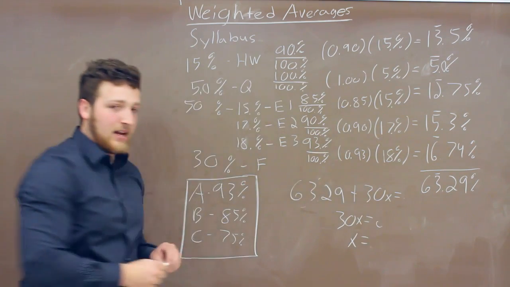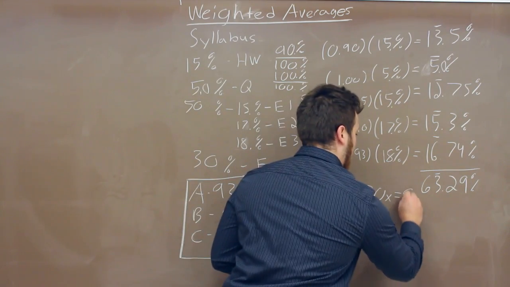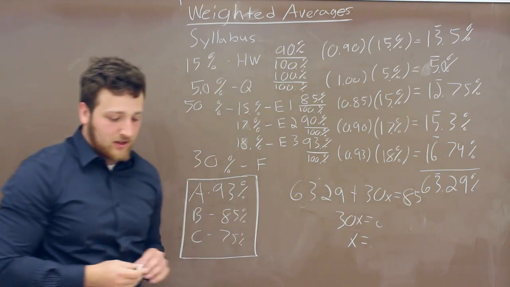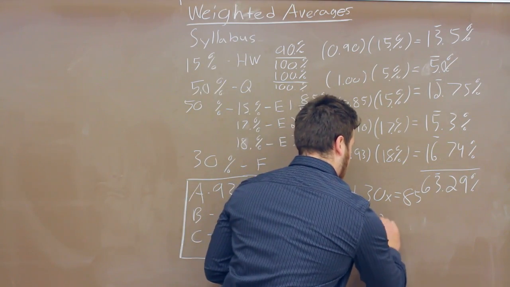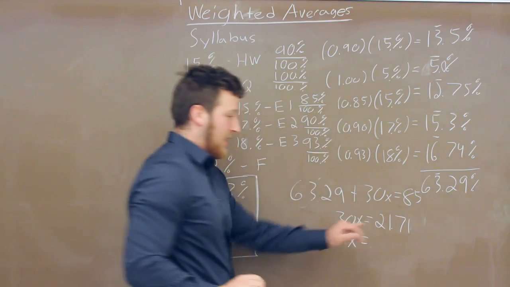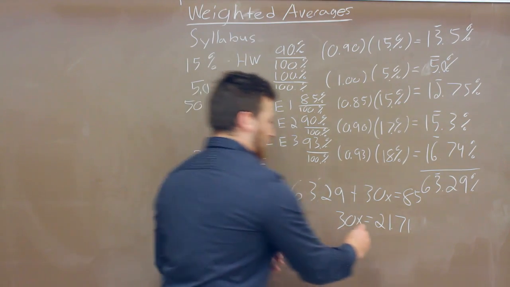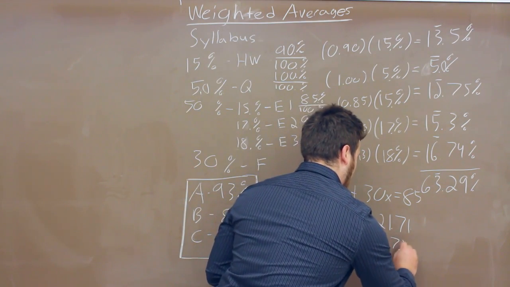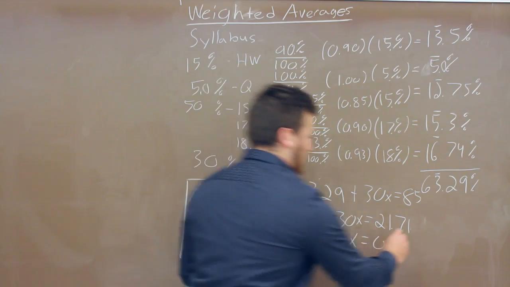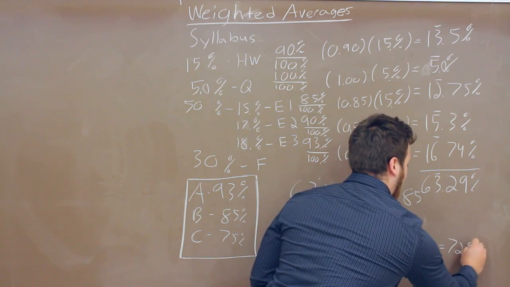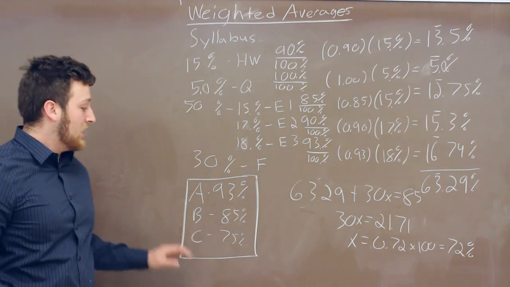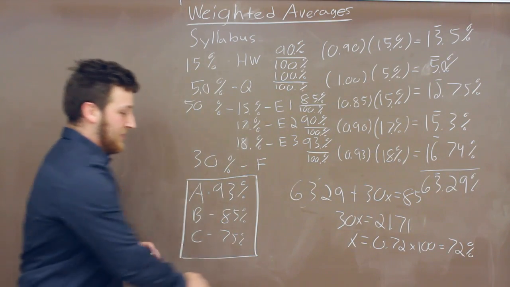And we said 85%, so 85. Subtract the 63.29 and we get 21.71. Divide that by 30 and you see the student needs a 0.72 or a 72% in the class. Or I'm sorry, a 72% on the final to receive an 85% in the class.